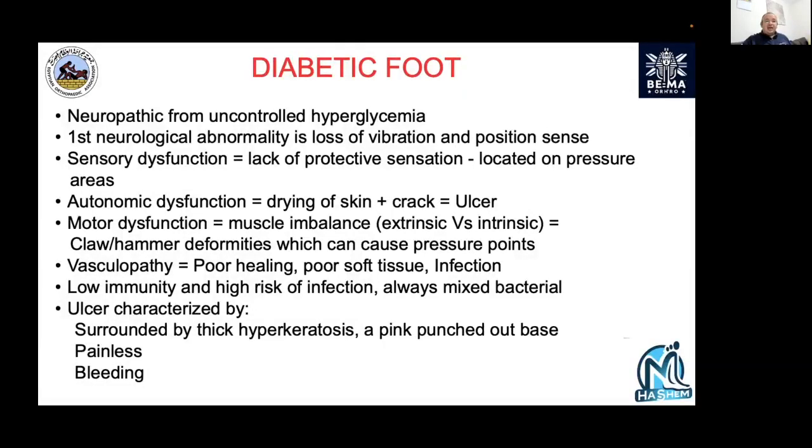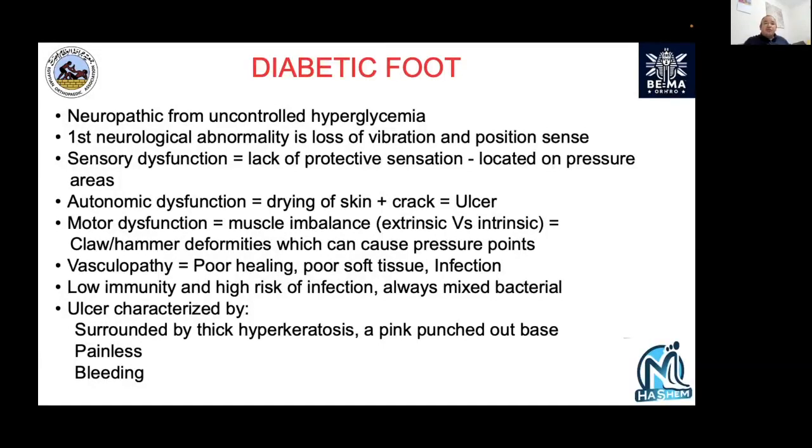On the other hand, other than the neurology, is the vascular side, and we definitely agree that the diabetic patient has a vasculopathy and atherosclerosis. And with the vasculopathy, the healing will be very poor, and the soft tissue will be in a poor condition, and this is a very good medium for infection. At the same time, systemically, the diabetic patient has low immunity, a high risk of infection, and this infection is always polymicrobial or mixed.